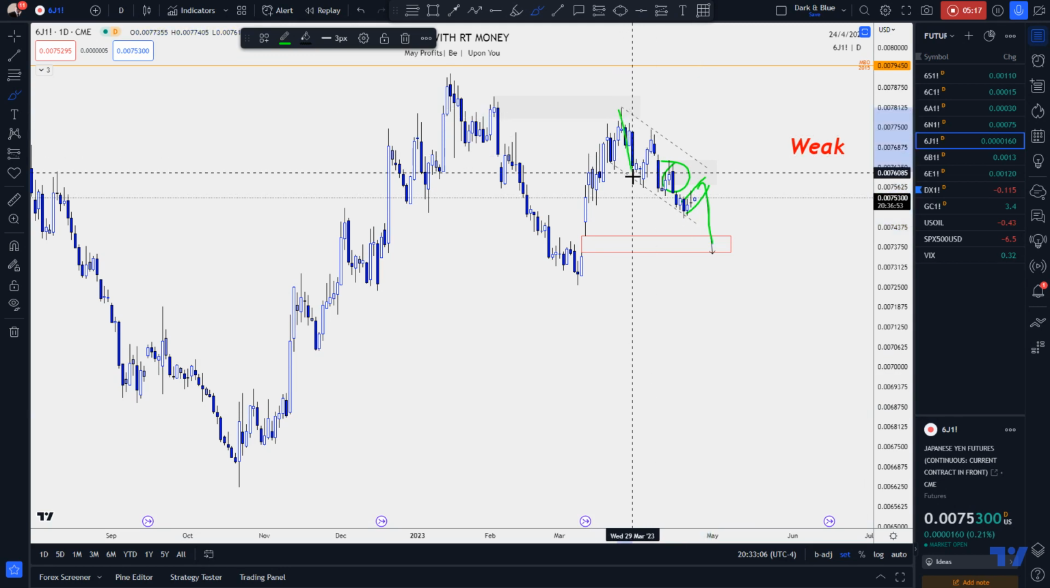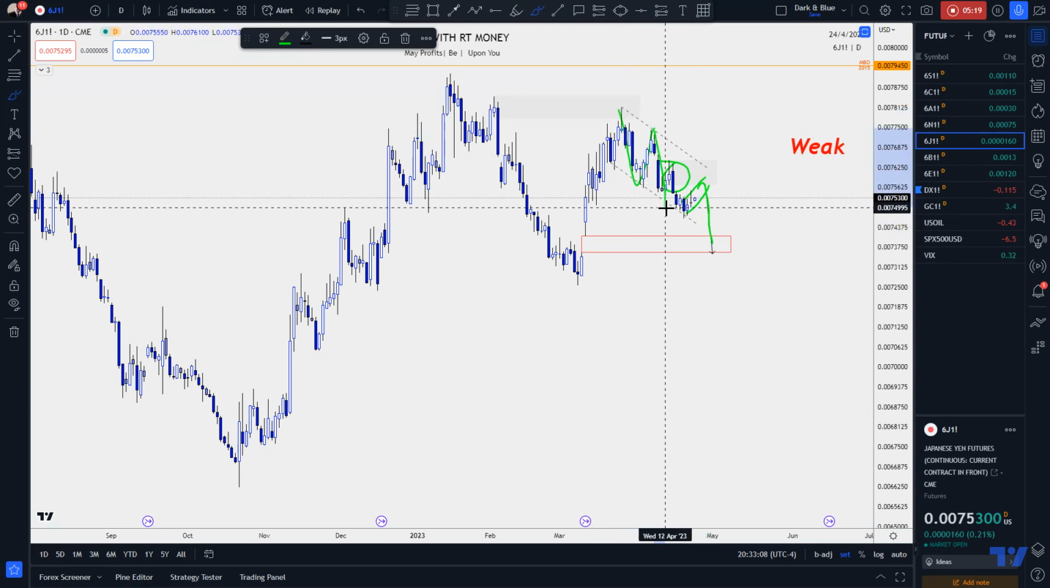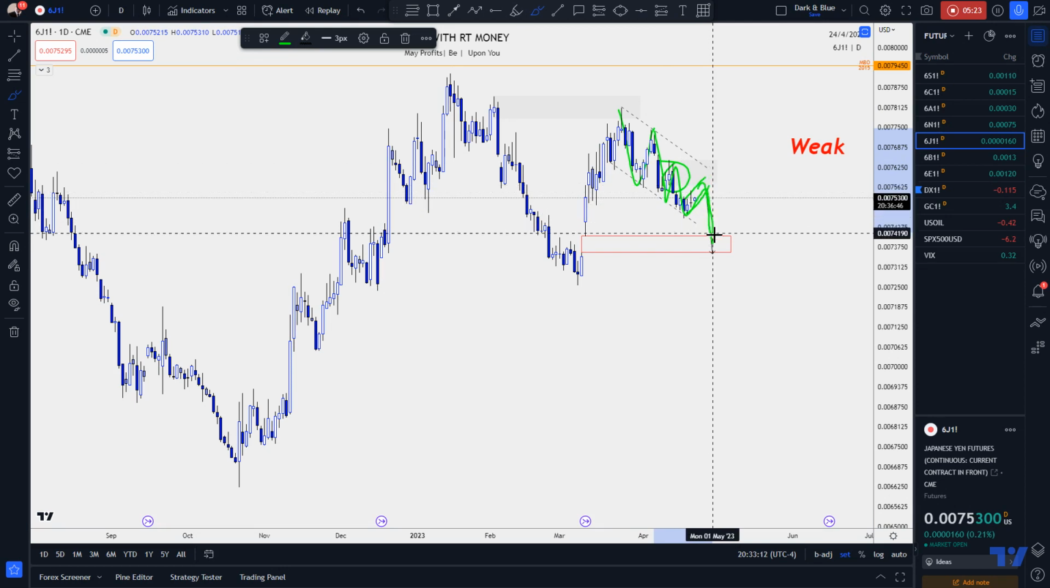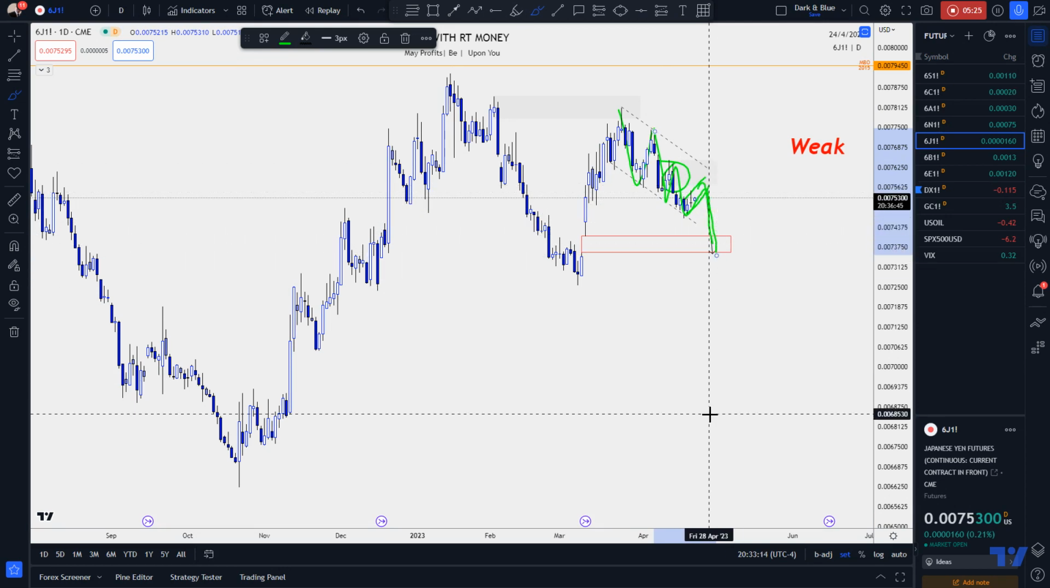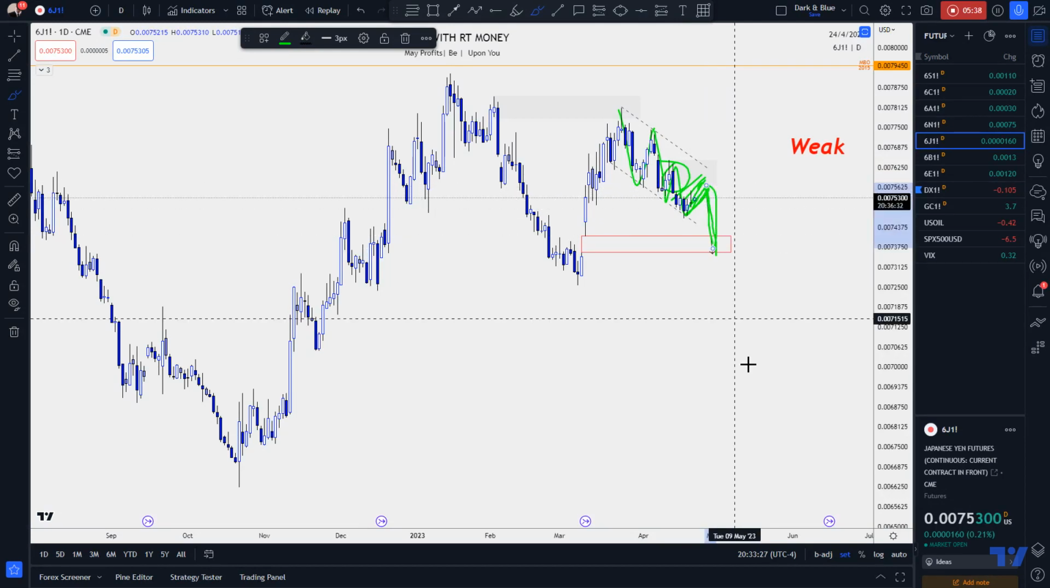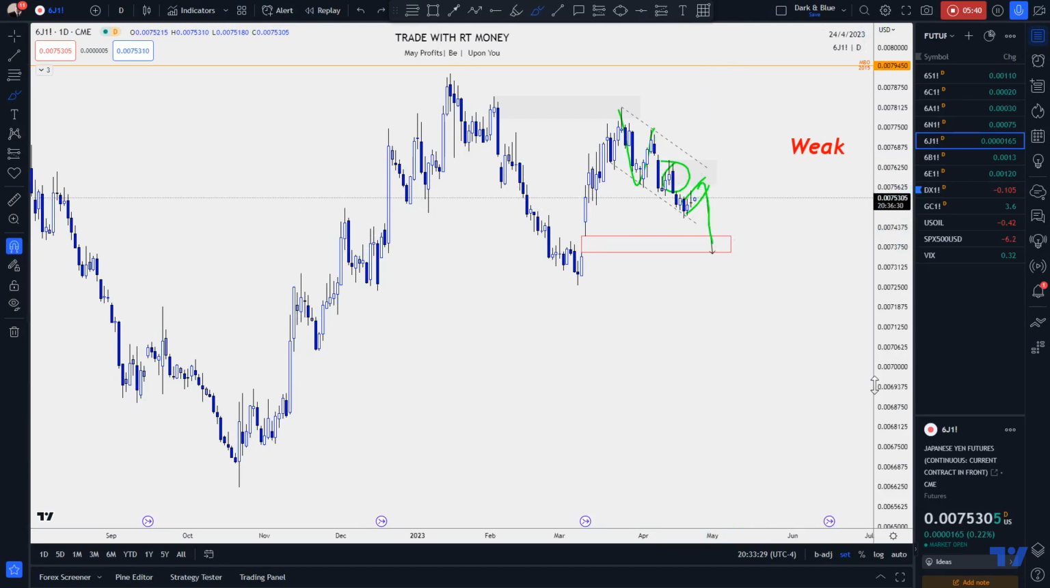You see, it's making lower lows, lower highs, lower lows, lower highs, lower lows. I'm looking for another lower high to make that next lower low. So we'll see. But I do have in the near term maybe a little bit of bullish action up into this demand zone, and once it hits that, it'll come all the way down. It'll continue bearishly. But I do have it as being weak.